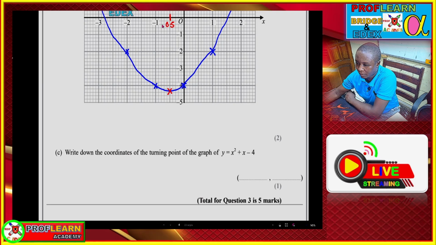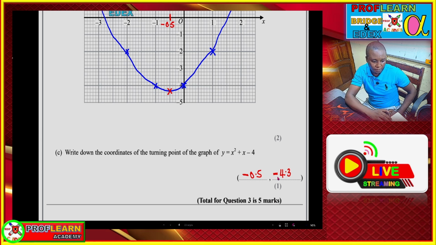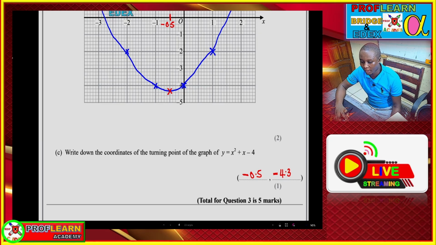negative 0.5, and this value is basically 4.2, 4.3, around 4.3. So I can say my point is negative 0.5 and negative 4.3, approximately around that value. Once you plot those points, you can clearly see how those values are going to come out.